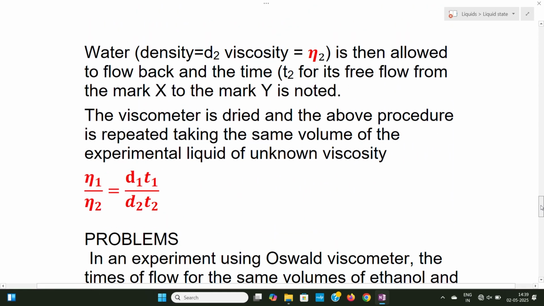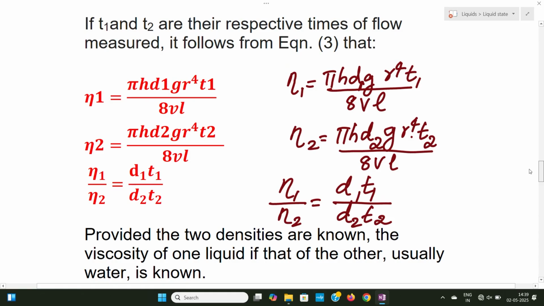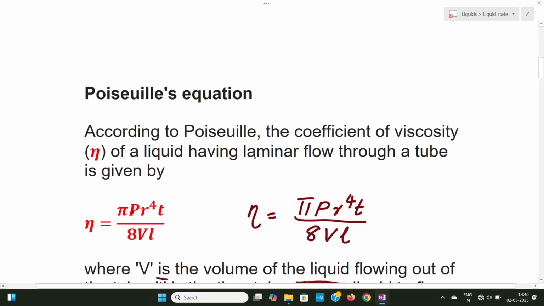I hope you understood the applications of Poiseuille's equation. Till now we discussed what Poiseuille's equation is, that is eta is equal to pi p r power 4 t divided by 8 V L, where p is the driving pressure, r is the radius of the tube, t is the time of flow, V is the volume of the liquid, and L is the length of the tube. And here we discussed the determination of the coefficient of viscosity of the liquid.